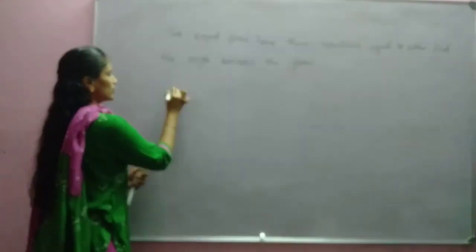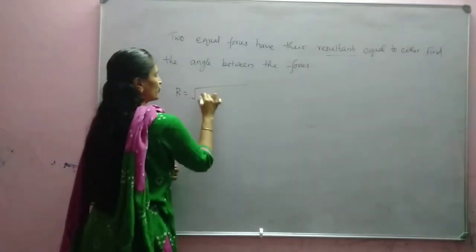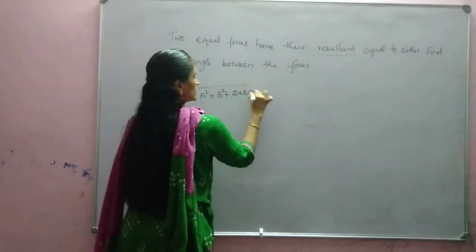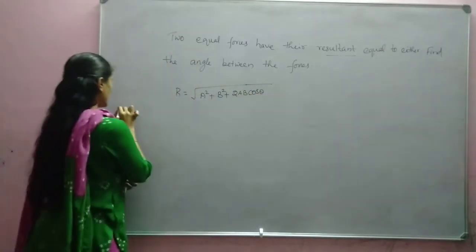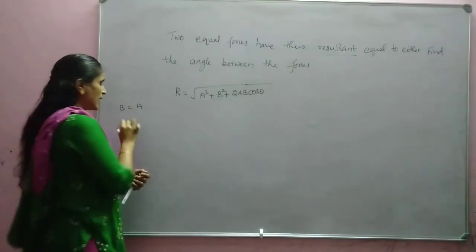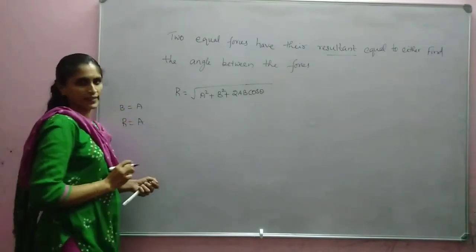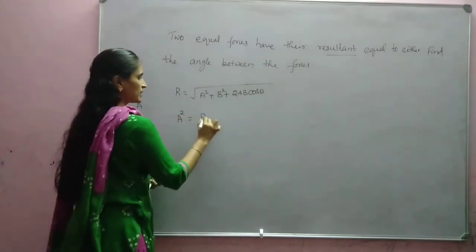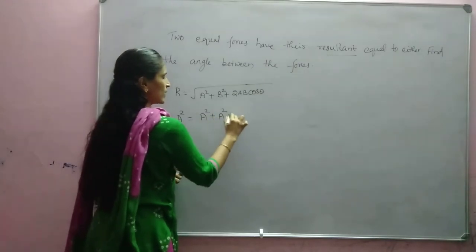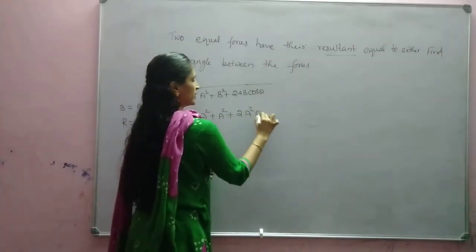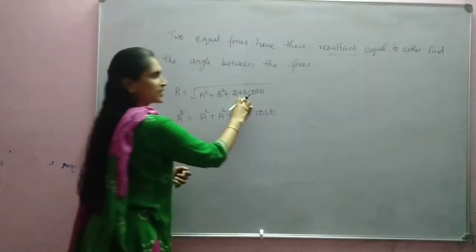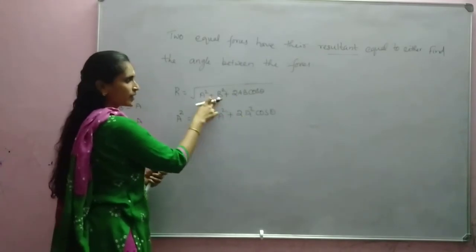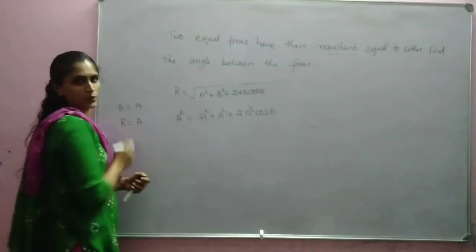We know the formula R is equal to root of A square plus B square plus 2AB cos theta. Here it is given that B is equal to A, both vectors are equal, and the resultant is also equal to B. So we can substitute and square both sides: A square is equal to A square plus A square plus 2A square cos theta. A into A gives A square, and B is equal to A, so B square becomes A square.